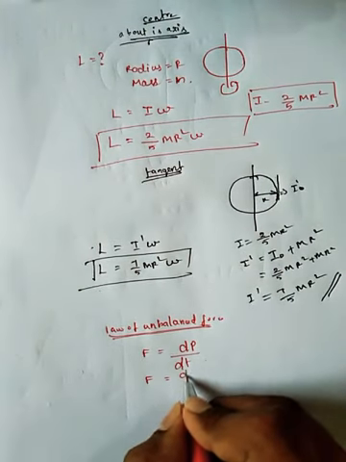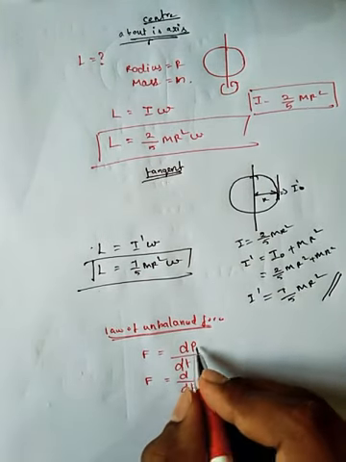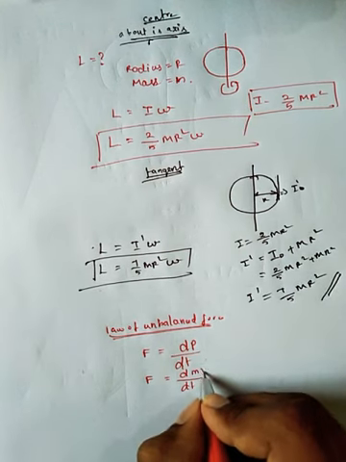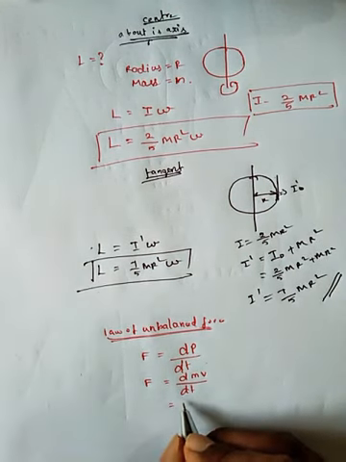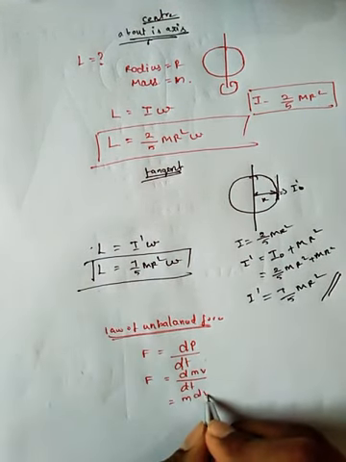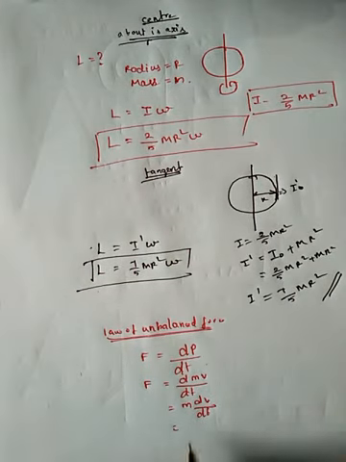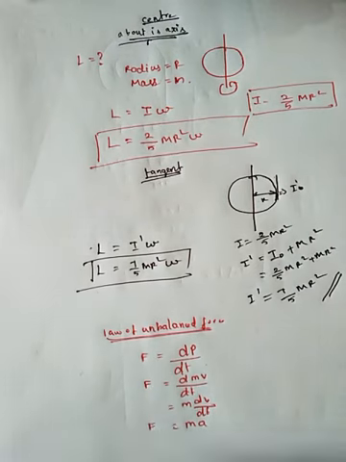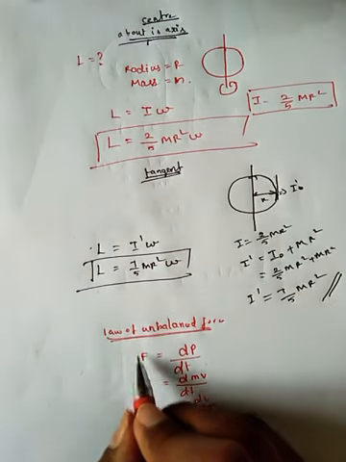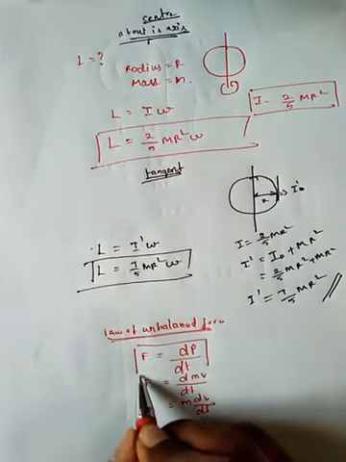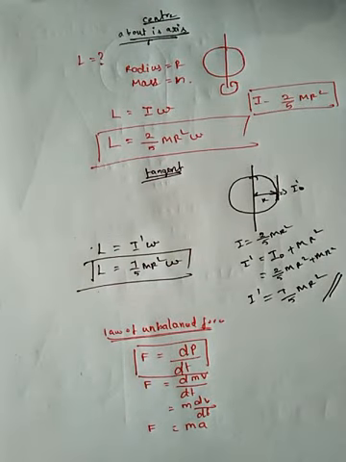Let me differentiate it, you see. What's the formula for momentum? M into V. Suppose mass is a constant, just taking out dV by dt. What's the change in velocity with respect to time? Mass into acceleration. This is what you know. So force equals dp by dt, the change in momentum with respect to time.